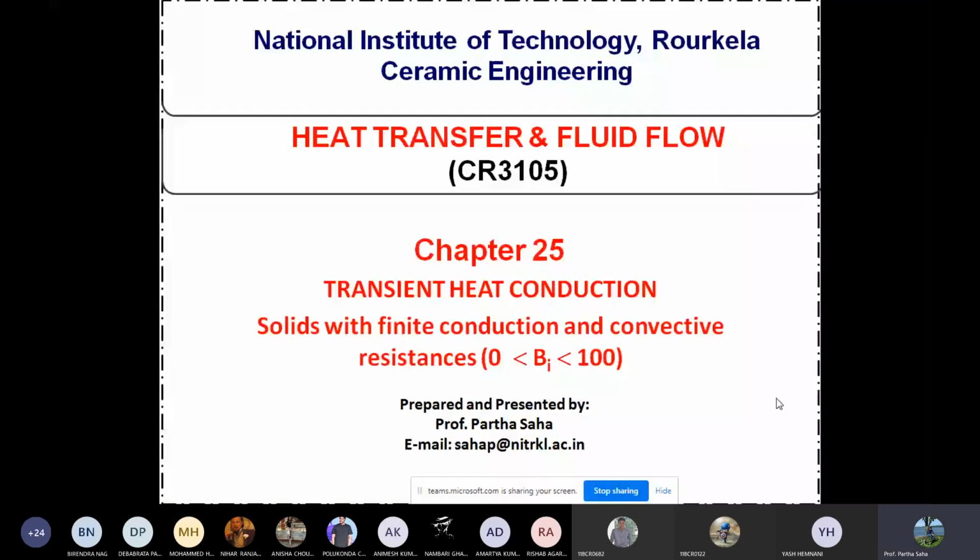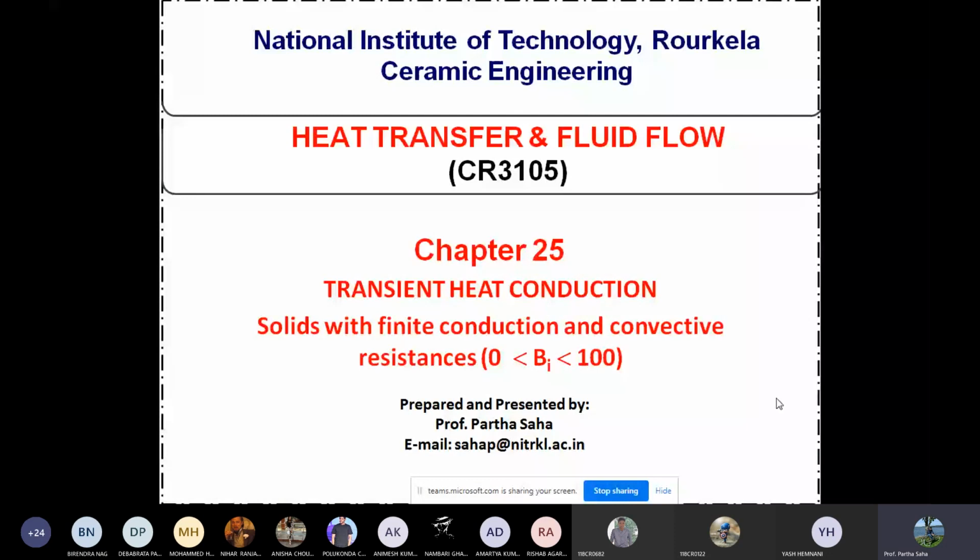Today we're going to start our class number 25. So we're going to talk about transient heat conduction, and what is going to happen when solids have finite conduction and convective resistance at the same time, and the Biot number varies between 0 and 100.